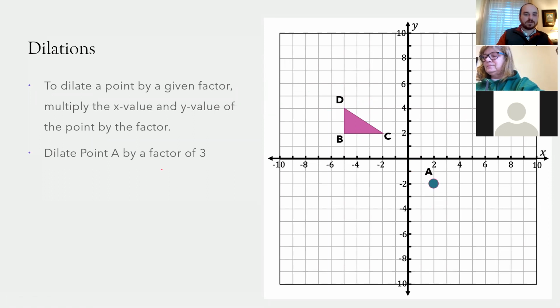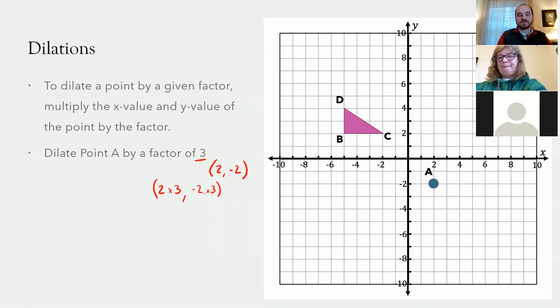So point A is at (2, -2), and we want to dilate it by a factor of 3. So all we're going to do is multiply both the x value and the y value by our factor. In this case, our factor is 3. So we're going to take our x value for our point A, multiply it by 3. And then we're going to take our y value, which is -2, and multiply it by 3. So our new point is going to be (2 times 3, -2 times 3). 2 times 3 is, of course, 6, and -2 times 3 is -6.